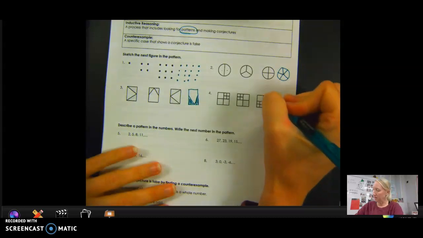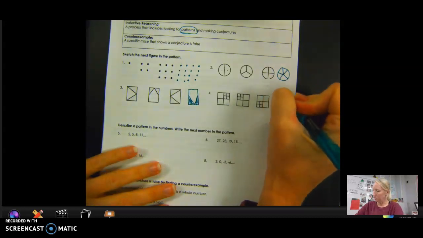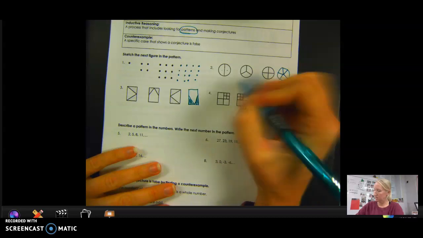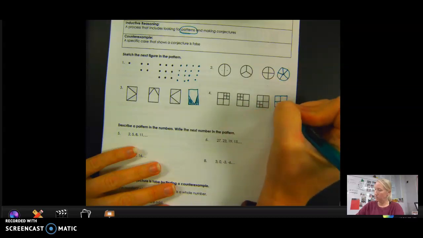And then the last one is we have a square. The square is broken into 4 squares. Awesome game. So then we have one box that is broken into 4 of those. So we did upper right, upper left, lower left. So this one would be lower right.